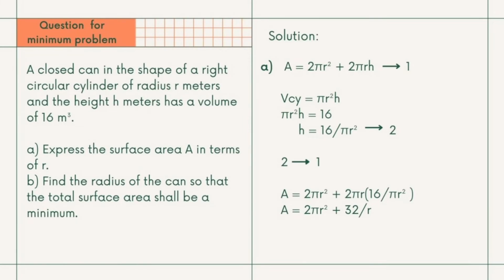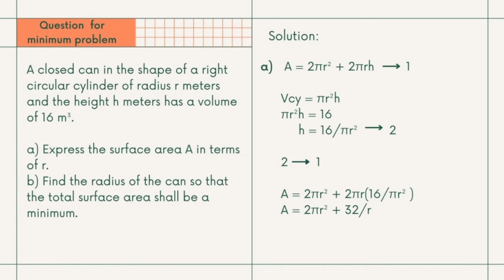This is the example question for minimum problem. A closed can in the shape of a right circular cylinder of radius r meters and height h meters has a volume of 16 meter cubed. A. Express the surface area A in terms of r.